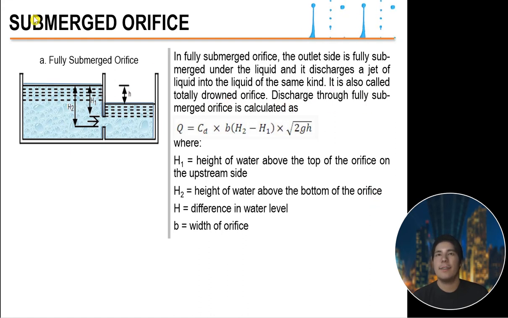So the discharge through a fully submerged orifice is calculated as follows. We have Q equal to CD times B times (H2 minus H1), where H2 and H1 are given, multiplied by the square root of 2gH. H1 is the height of water above the top of the orifice on the upstream side. H2 is the height of water above the bottom of the orifice. And H is the difference in the water level, as you can see here. And B is the width of our orifice.